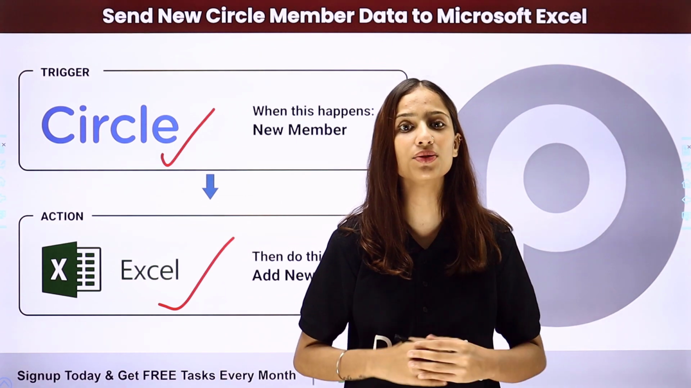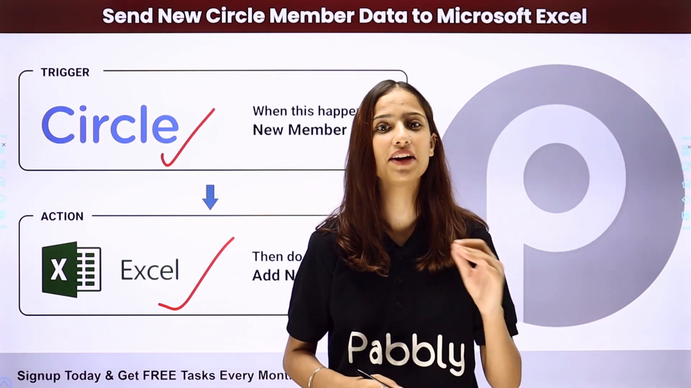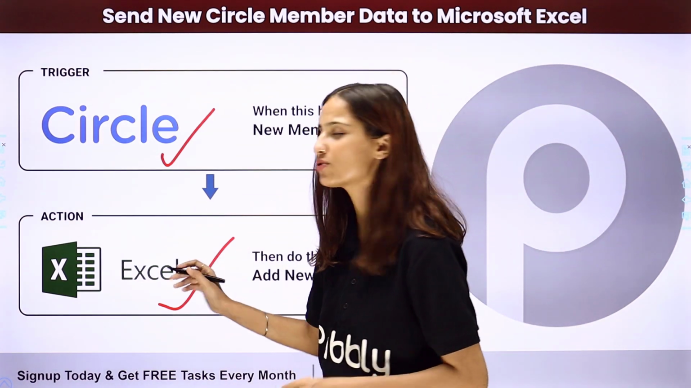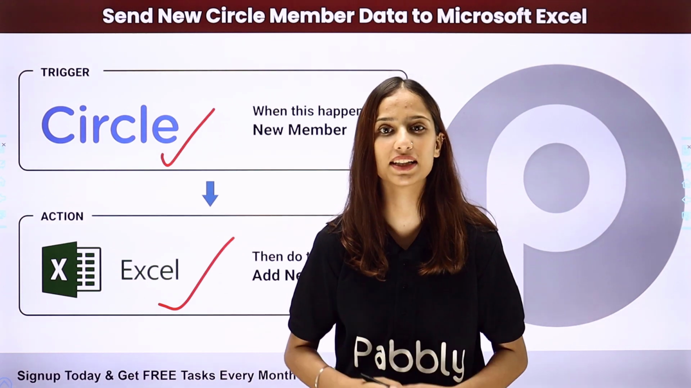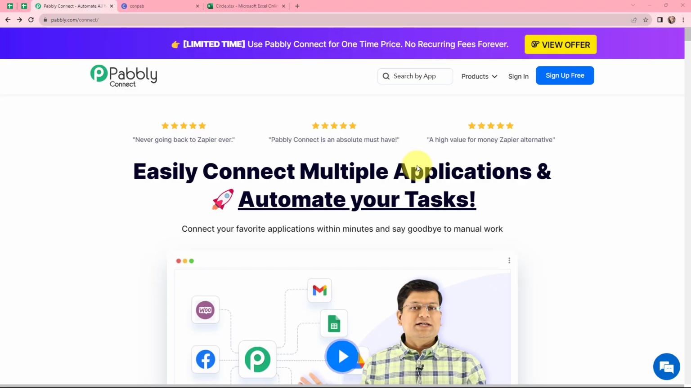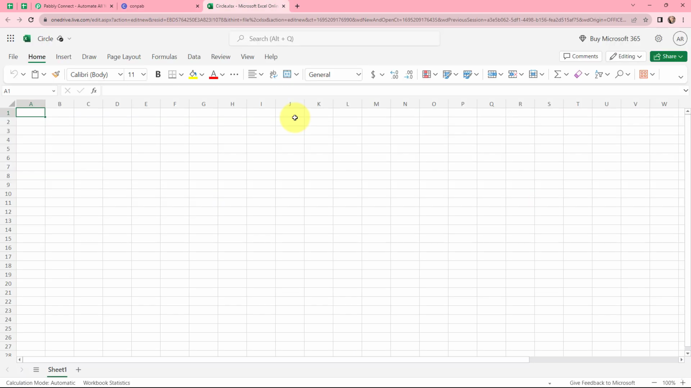For that I need to integrate these applications, for which I will be using Pabbly Connect, where my trigger application will be Circle and my action application will be Microsoft Excel. So to learn how I set up the integration, follow me through the screen. In this video we will learn how you can send new Circle member data to Microsoft Excel. Whenever a new member is added in your Circle account, then by using the details of the same member, you wish to add those details in a Microsoft Excel spreadsheet.